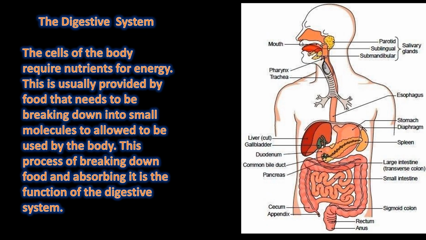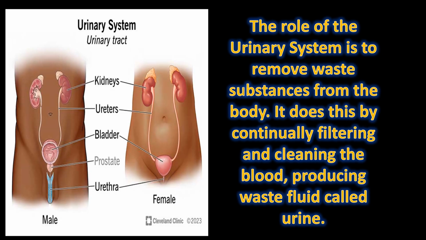The digestive system. The cells of the body require nutrients for energy. This is usually provided by food that needs to be broken down into small molecules to be used by the body. The role of the urinary system is to remove waste substances from the body.